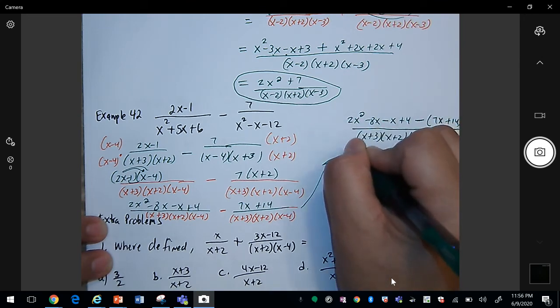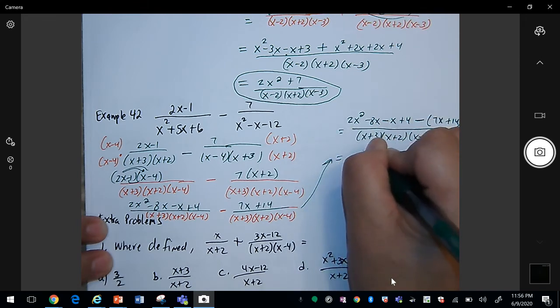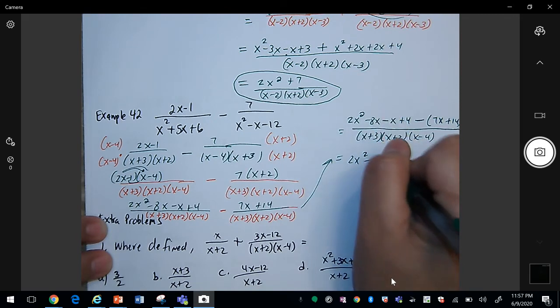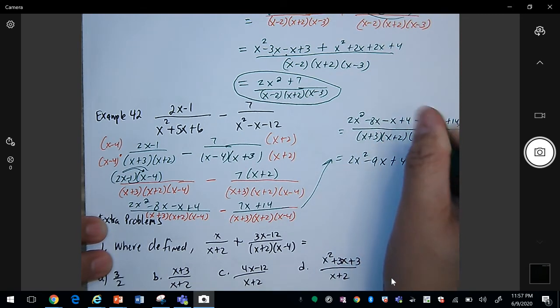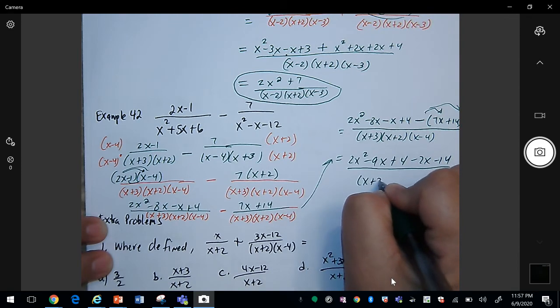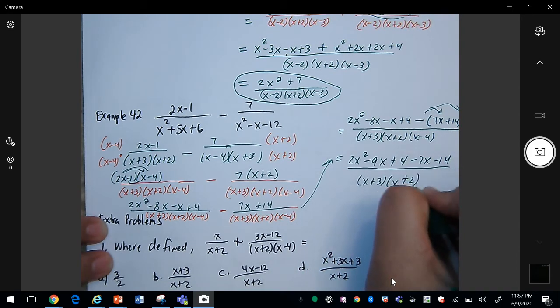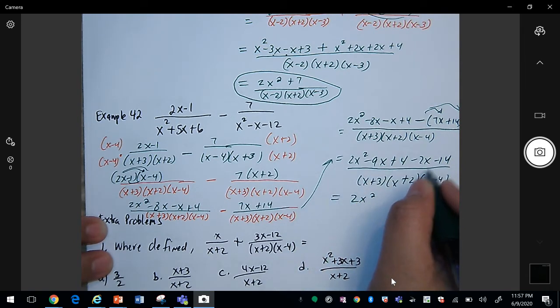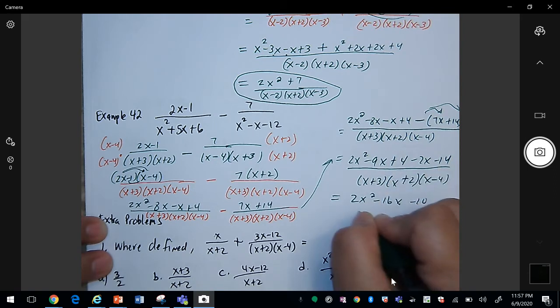So we end up with 2x squared minus 8x, and x is negative 9x plus 4, distribute the negative. And the denominator stays the same. So I end up with 2x squared, negative 9 and negative 7 is negative 16x minus 10 divided by all of this.